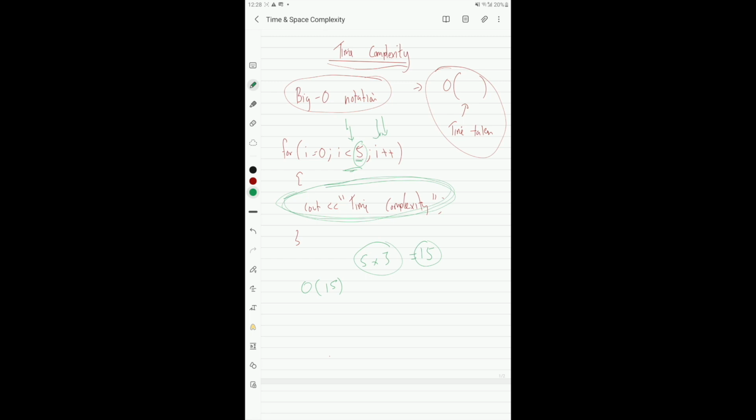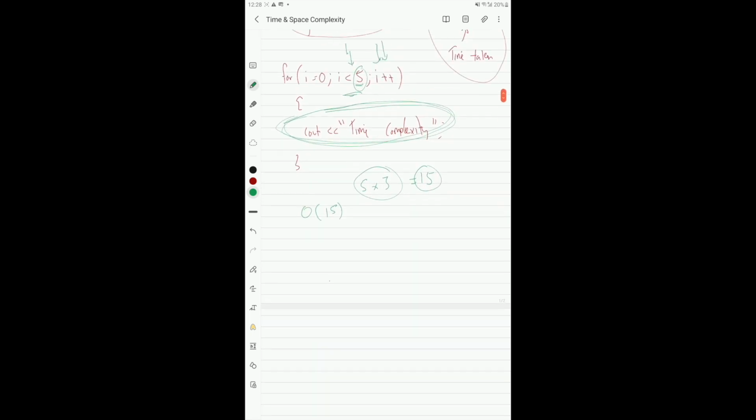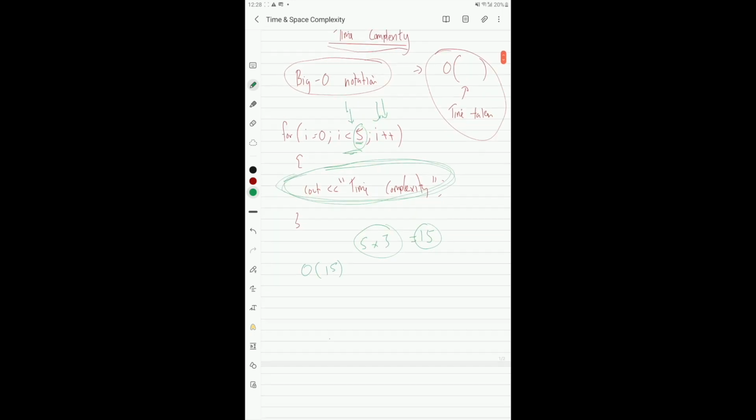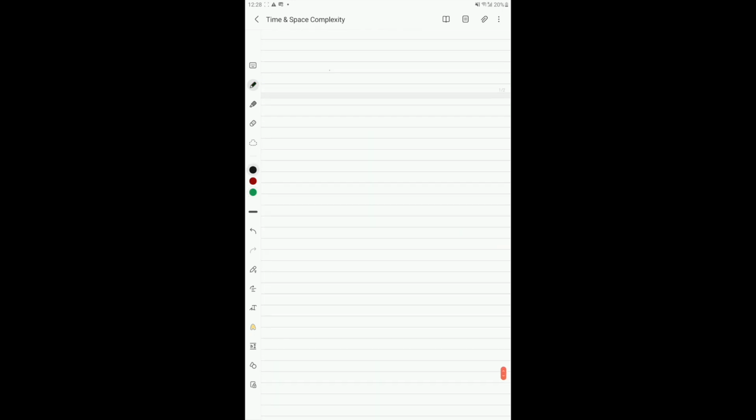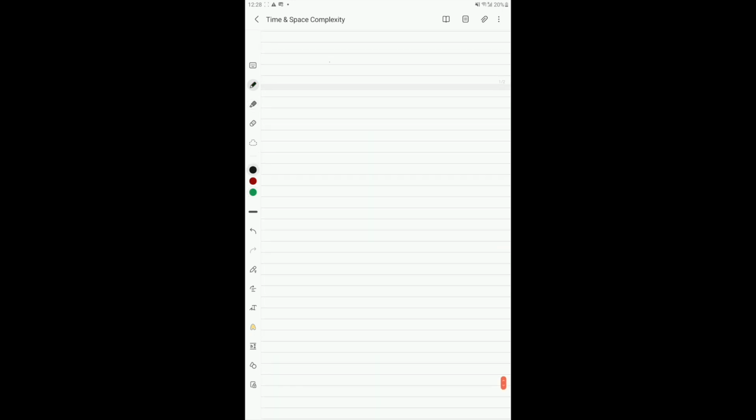So what rules do we apply when we do this kind of denoting? There are 3 important rules that you must always consider for time complexity. These are the golden rules. First, time complexity always considers the worst case.